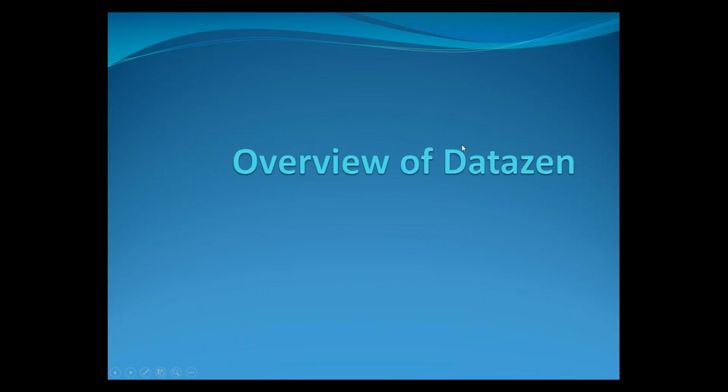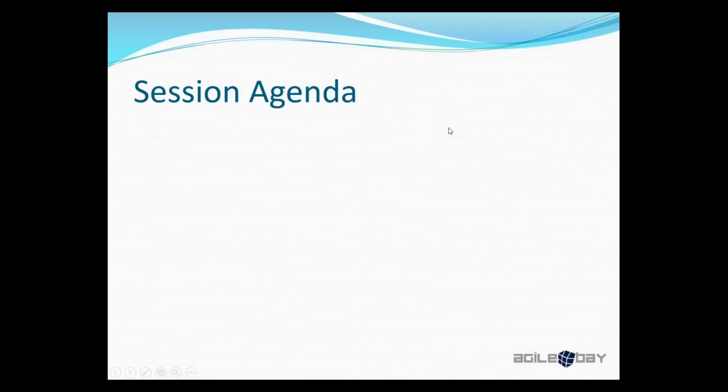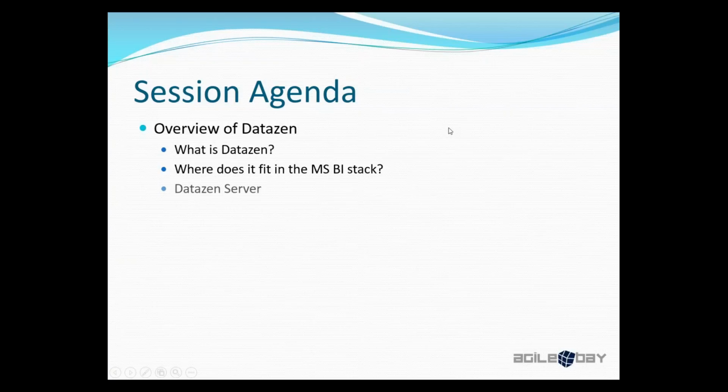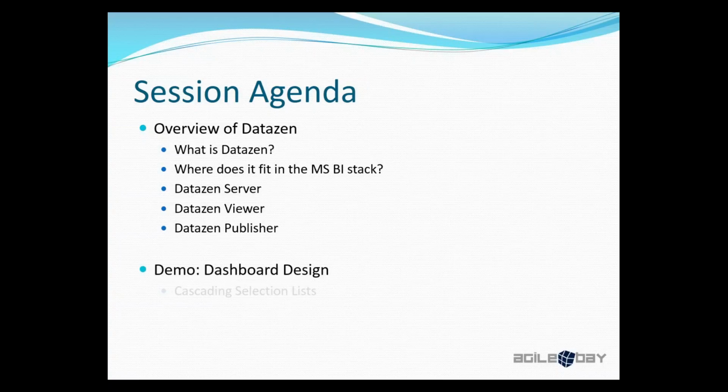So the first thing is we're going to start just talking about what is Datazen, and have some agenda bullet points here. We're going to talk about what is Datazen, where it came from, how it fits in the Microsoft BI stack, and the different components of Datazen: server, viewer, and publisher. At the end, we're going to do a quick demo on how to create a simple dashboard with a cascading selection list and a little bit of a drill-through action. And we're going to show how the KPIs work as well once they're deployed.